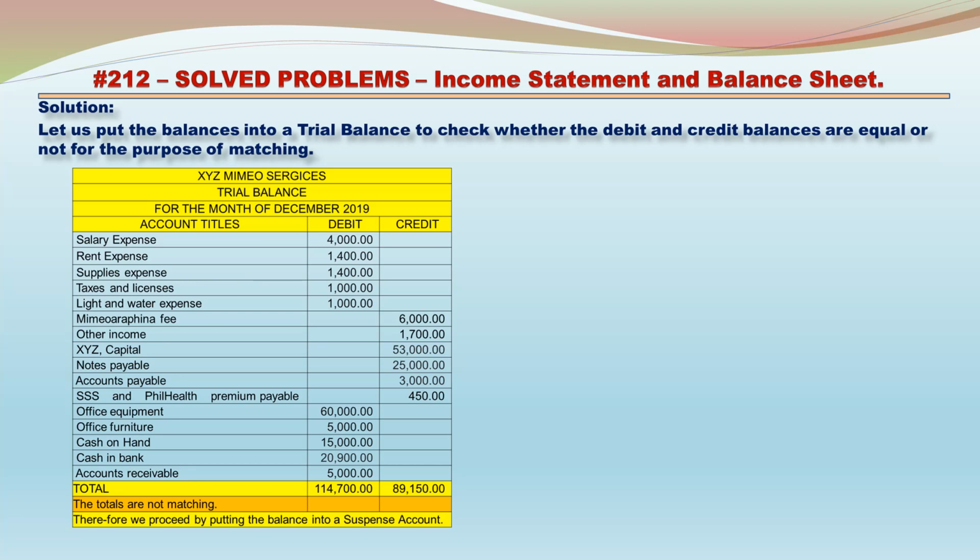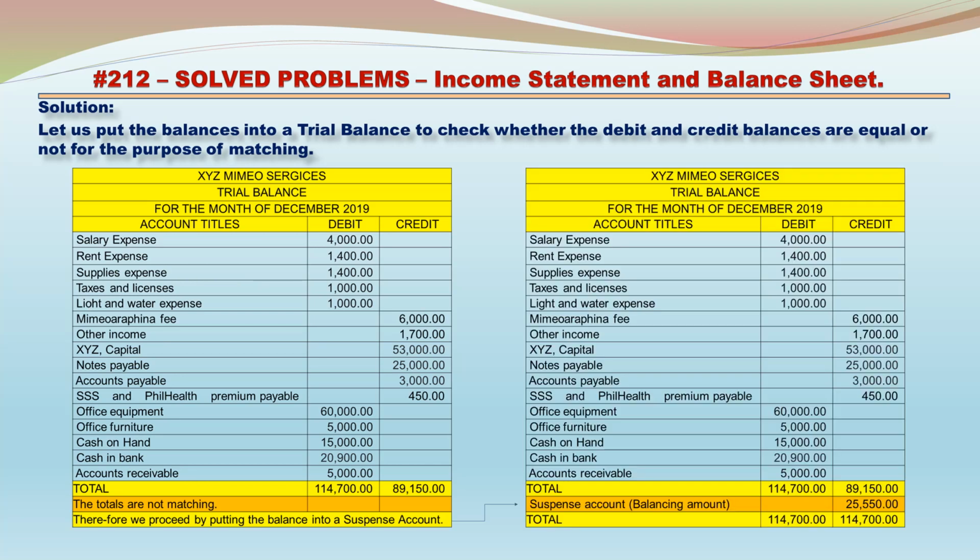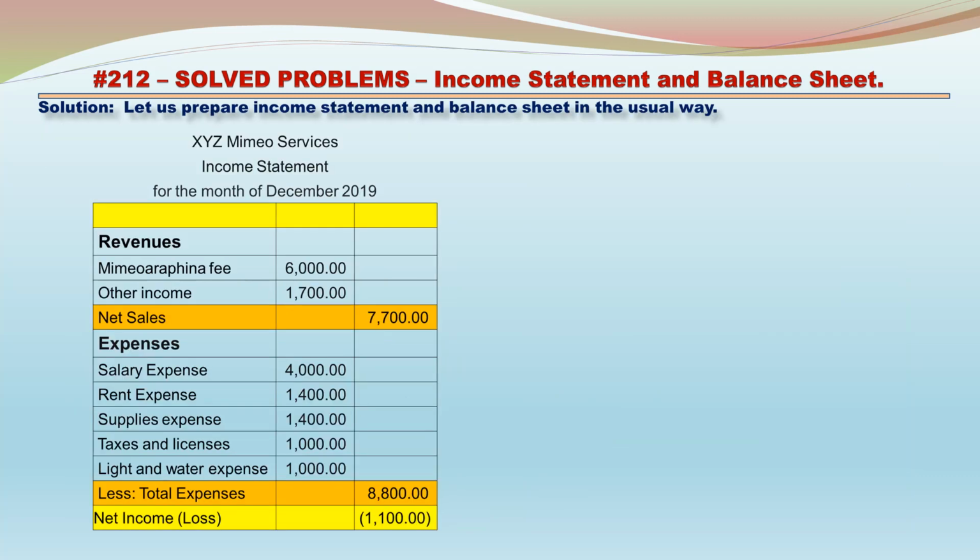114,700, total credits 89,150. The totals are not matching. Therefore, we proceed by putting the balance into a suspense account. At the end of the unmatched trial balance, we add the suspense account balancing amount on the credit side, 25,550. Now the total debits are 114,700 and total credits are 114,700. Let us prepare the income statement and balance sheet in the usual way.